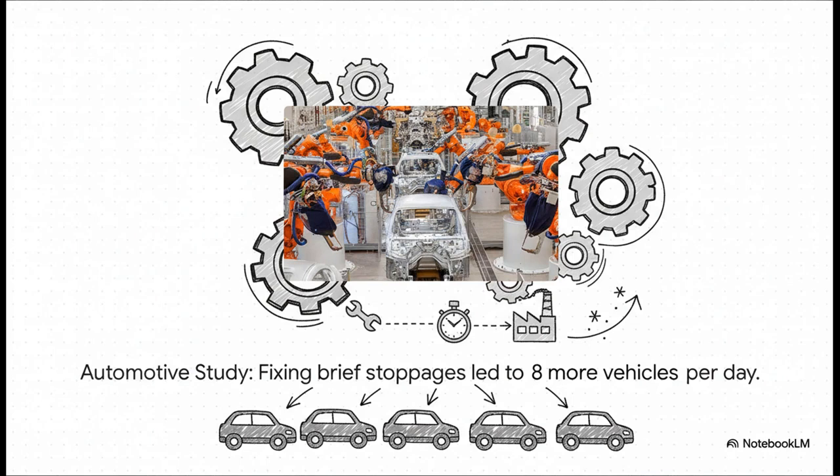Case in point, an auto plant was really struggling to get more cars off the line. So they put in an OEE system. And what did they find? Hundreds of these little tiny stops that nobody was even logging. Turns out it was just a simple mechanical misalignment. They fixed that one little thing, and boom, they were producing 8 more vehicles every single day.